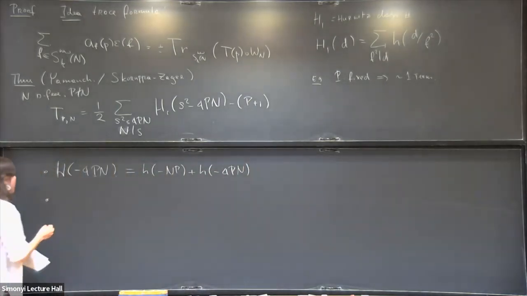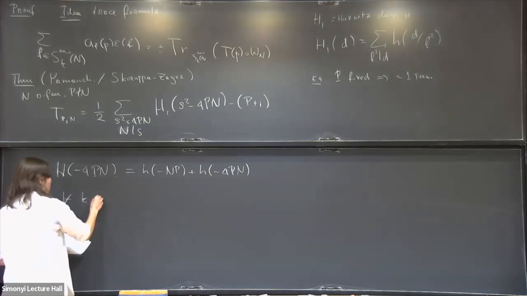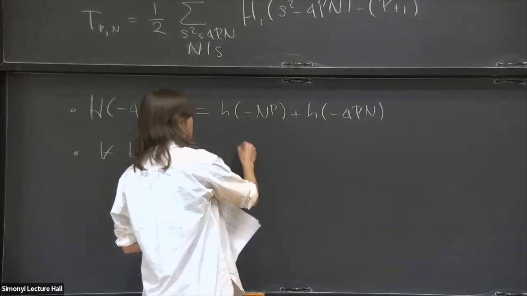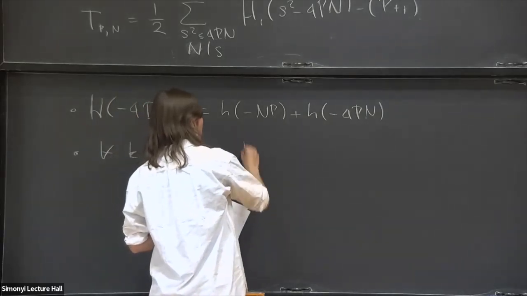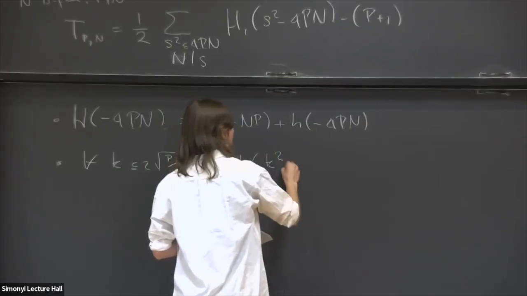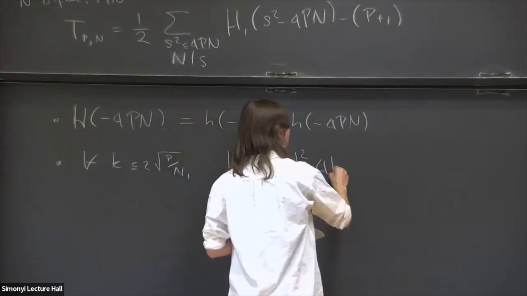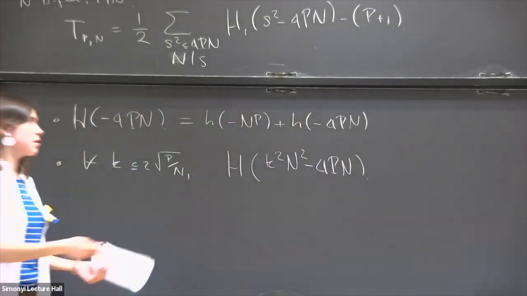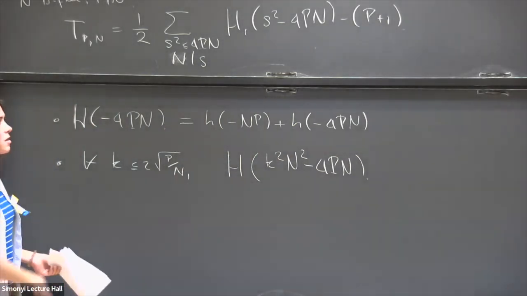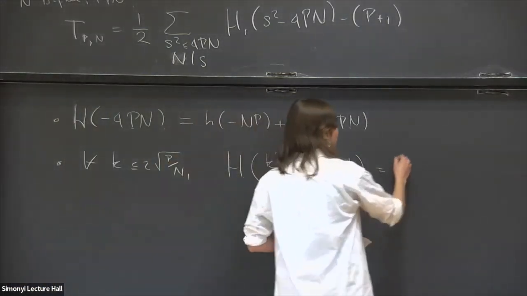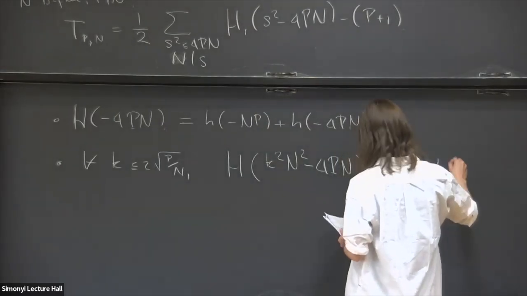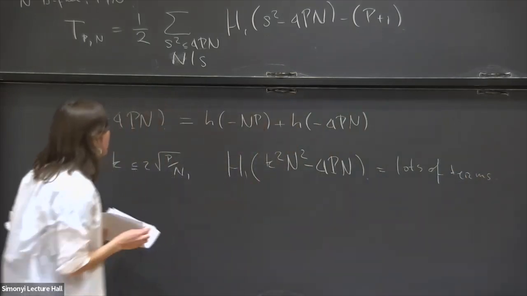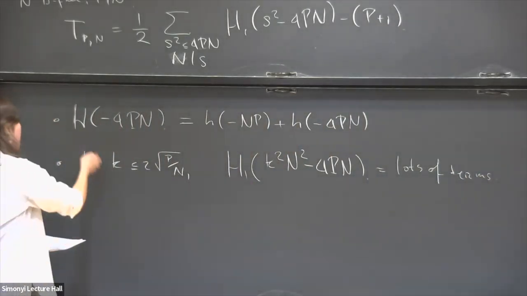But then for every k up to roughly n root p over n, we're also going to have h of k squared n squared minus 4pn. And here, as you can imagine, this thing can now be arbitrarily decomposable, it can have arbitrarily many square factors. So this is going to be lots of terms. Capital H is the same as your H1, yes. Capital H and H1 are the same.